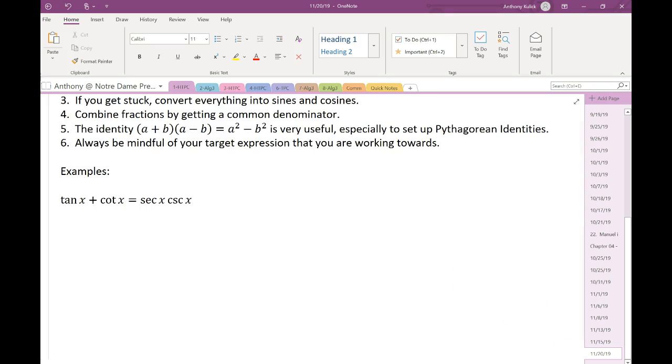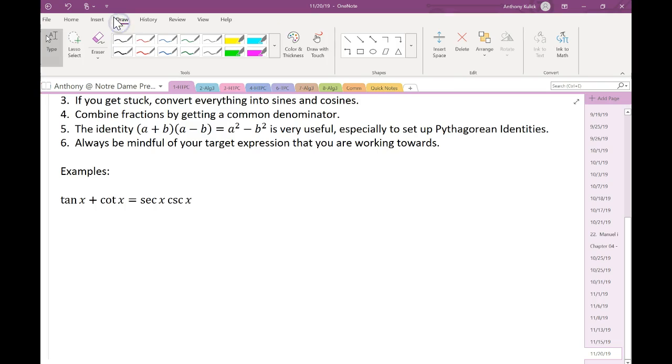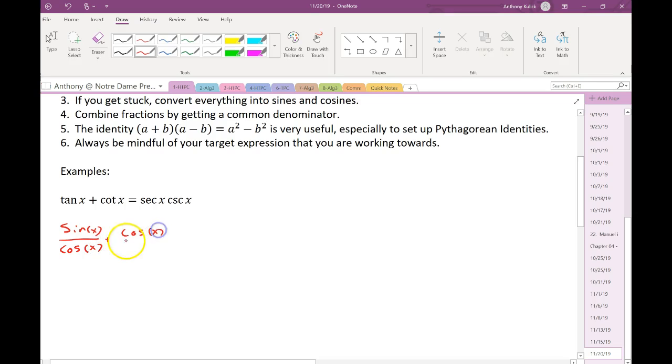So we're going to start on the left-hand side. What do you want to do first? Does anybody see anything obvious to do? Okay, so Gabe says I want to rewrite tangent as sine over cosine. Sounds good to me. What else would you want to do then? You want to write cotangent as cosine over sine.